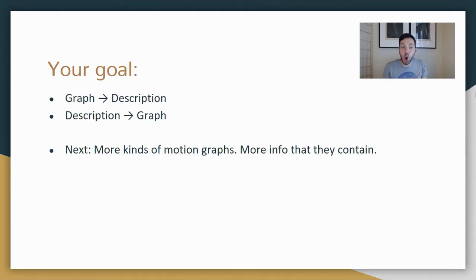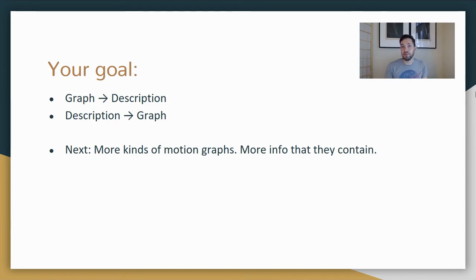Now, your goal as a physics student is to be able to look at a graph. If I just give you a graph, you need to be able to give me a description in words of what is actually happening in that motion. You will also be working on using a description, starting with some sentences, a paragraph or so, to create a graph based on that description. It's going to take some practice, but you're going to get there.